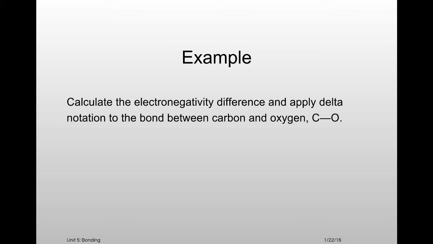Then we'll add the delta notation. On the element that has the greater electronegativity, we'll add the delta negative. And on the one that has the lesser electronegativity, it will be the delta positive. In this case, carbon will be the positive and oxygen will be the negative.